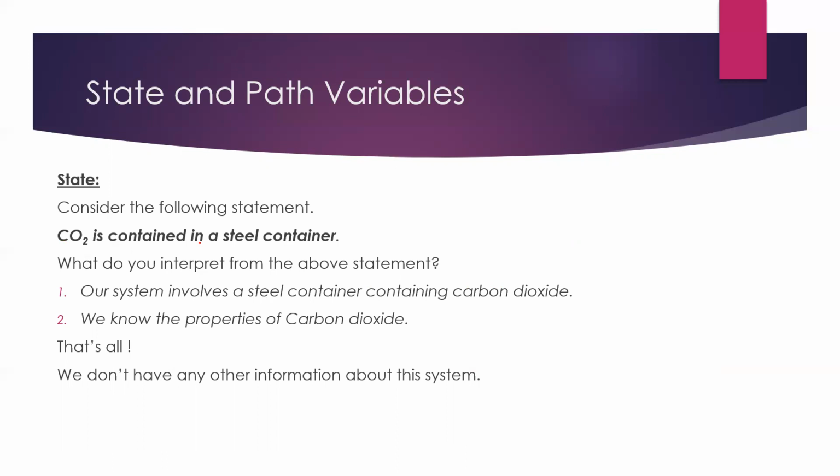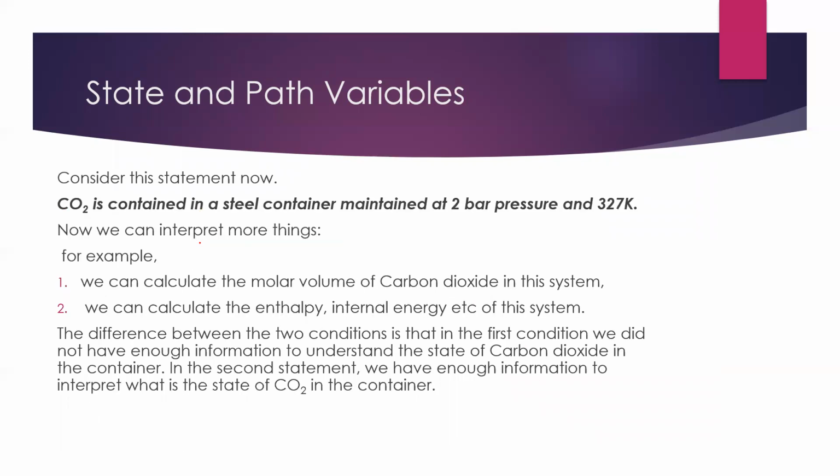That's all. But let's say I alter the statement slightly and I say that carbon dioxide is contained in a steel container, maintained at 2 bar pressure and 327 Kelvin. When we talked about bar, as we discussed, it is 10 to the power 5 Pascal, and 1 Pascal is equal to 1 Newton per meter square. Right. So this we discussed. So 2 bar pressure and 327 Kelvin.